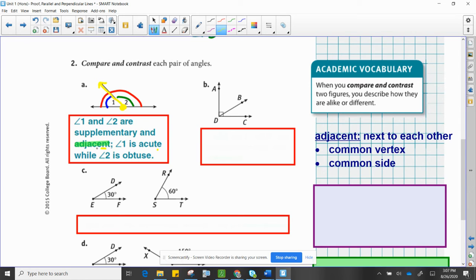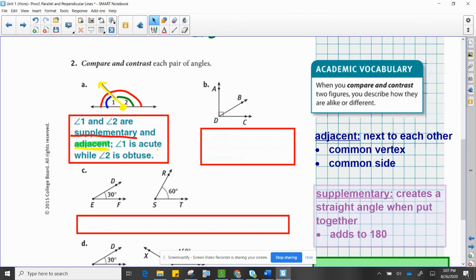So let's see, they're calling that adjacent. Okay, the other thing they are is supplementary. So here's that definition. Supplementary angles are angles that create a straight angle when you put them together. So if I add angle 1 to angle 2, they make a straight angle, that red line that went all the way across. So this just means that the two angles add to 180 degrees. That's what makes them supplementary. Okay? So that's how we can compare and contrast those.